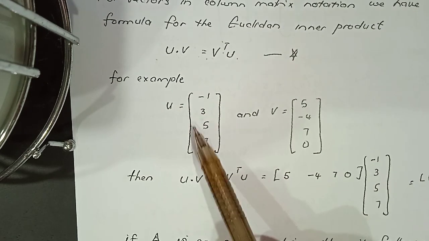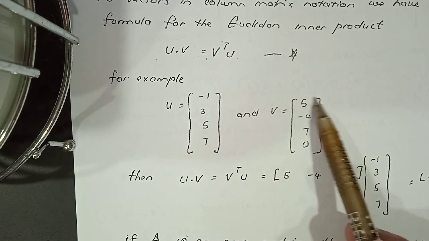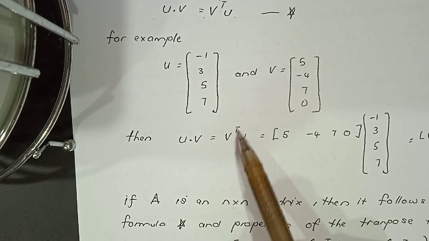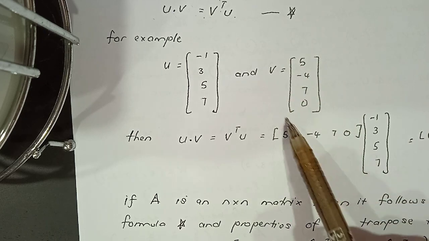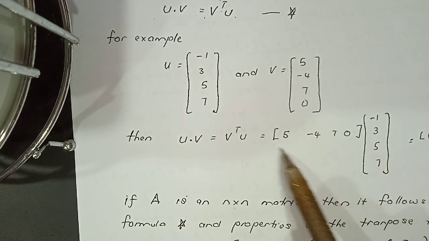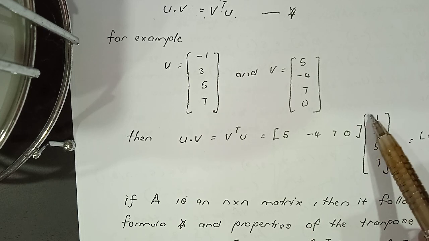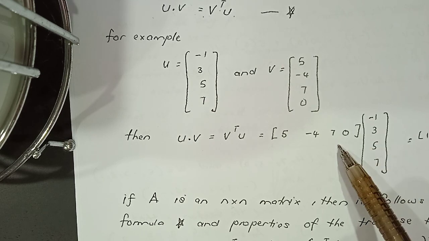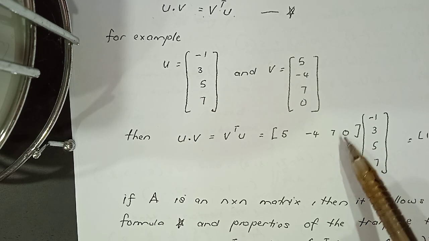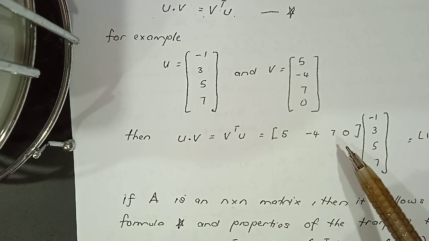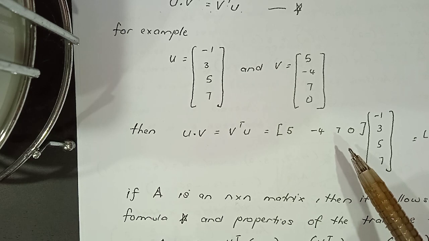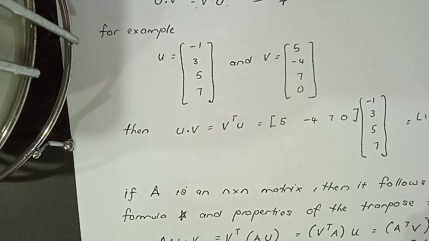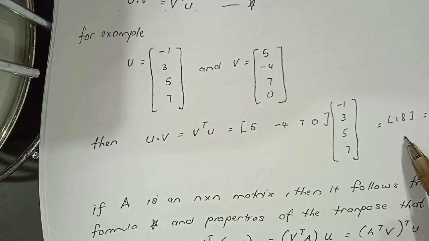For example, u is given by this vector and v is given by this vector. Then u dot v equals v transpose u. So we transpose v first into the row form, and multiply with u in the column form. Then only we can multiply, using the product operations. If we put both in the column form, we cannot proceed with the product operation. So using the matrix operations, the answer is 18. We have only a single value.